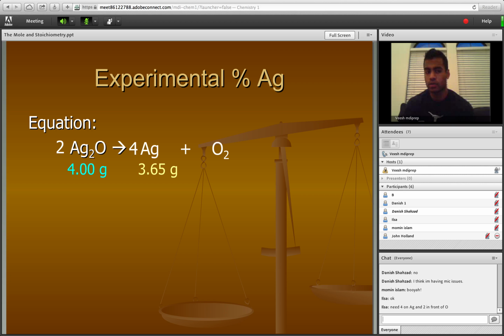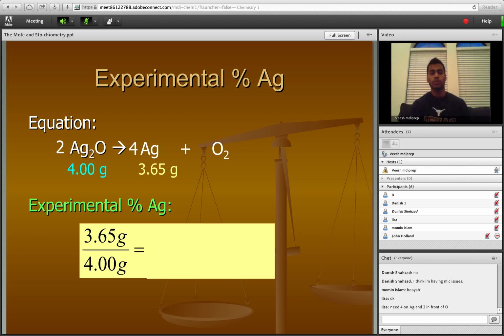So the given information told us that 4 grams of the reactant creates 3.65 grams of the Ag on the product side. So in order to figure out the experimental percent of Ag, you simply take the amount of Ag over the amount that they give you in terms of the reactant. And that gives you about 91.3%.